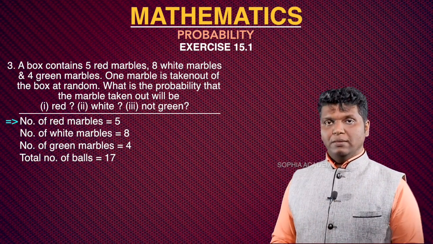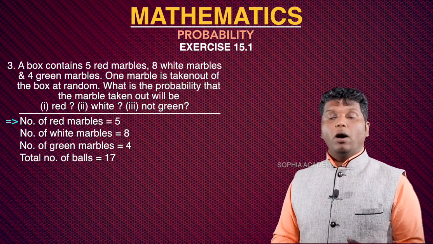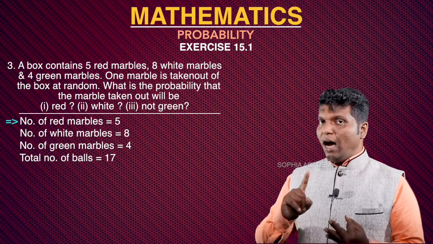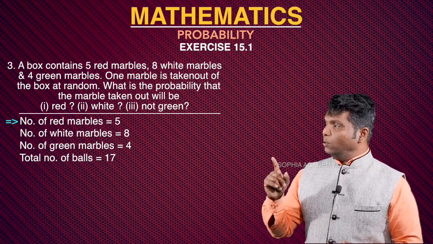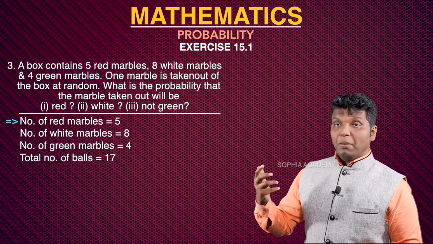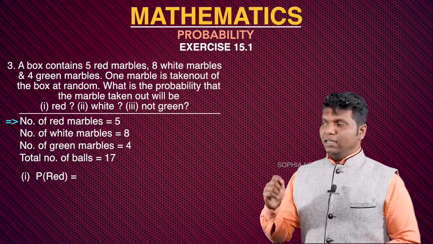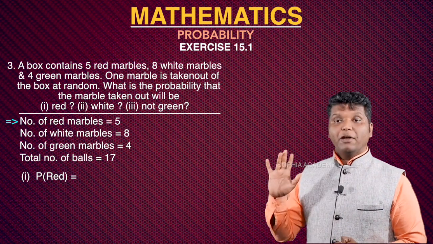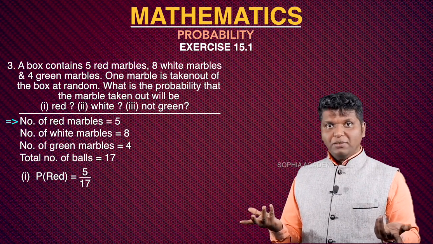Now what is our question? The total outcome we got is 17. Individually we know how many red, how many white, and how many green there are. So now we have to consider our question: find the probability that the marble drawn is red. The probability of a red marble is equal to 5 red out of 17, so 5 by 17. That's it, very easy, right?